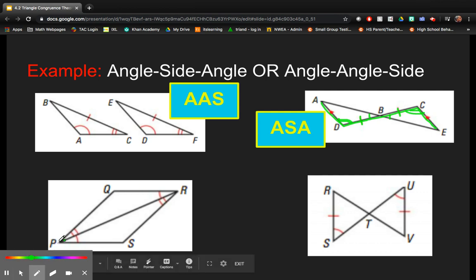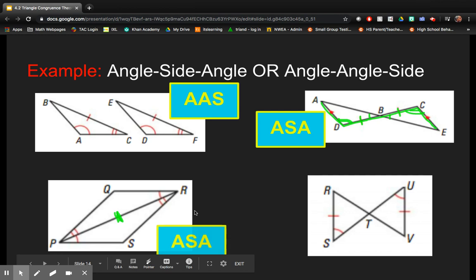Okay, next one. We're given two angles, congruent to two angles. And we've got PR congruent to itself. Remember, if they share a side, you can go ahead and mark that because that's obviously going to be congruent. So now I've got two angles and a side between, two angles and a side between. And so this one is going to be angle, side, angle.